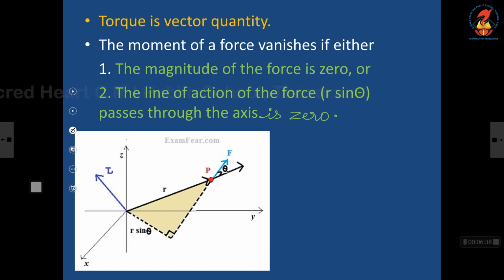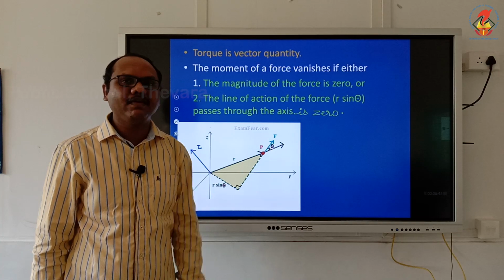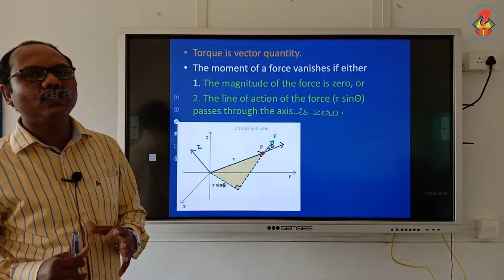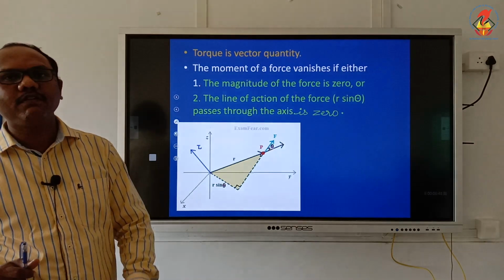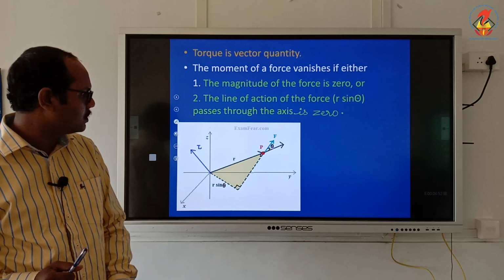That means F is 0 or r sin theta is 0. At that time we can say the torque is 0. Now let us see how to get the expression for the force. How will we find the expression for the force?